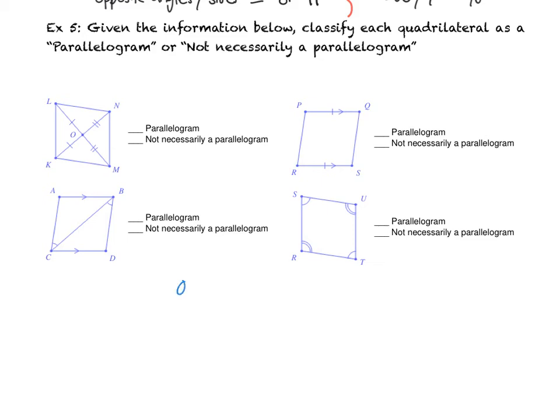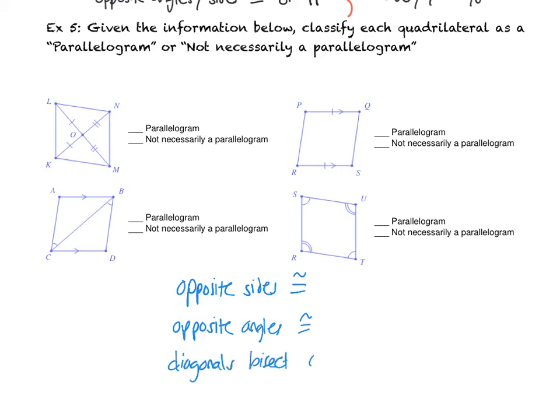Remember, opposite sides are congruent, opposite angles are congruent, diagonals bisect one another, which means they cut them in half. And not only that, opposite sides would be parallel as well. Okay, so those are all the features of a parallelogram.